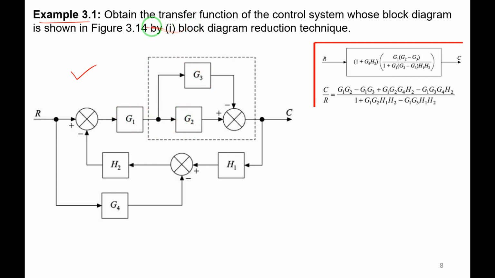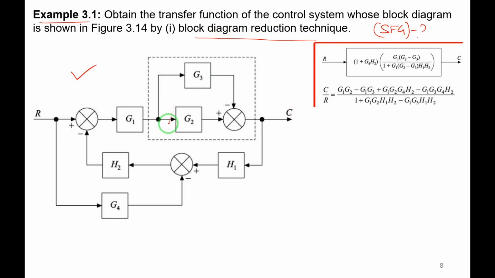I will read the question once again. Obtain the transfer function of the control system whose block diagram is shown in the figure by block diagram reduction technique. The same block diagram can be solved by two methods. One method is the block diagram reduction technique. Another method is the signal flow graph, which we call SFG. We will see it later: what is a signal flow graph and how to solve with it. Whether I solve by block diagram reduction or by the signal flow graph method, I have to get the same transfer function.